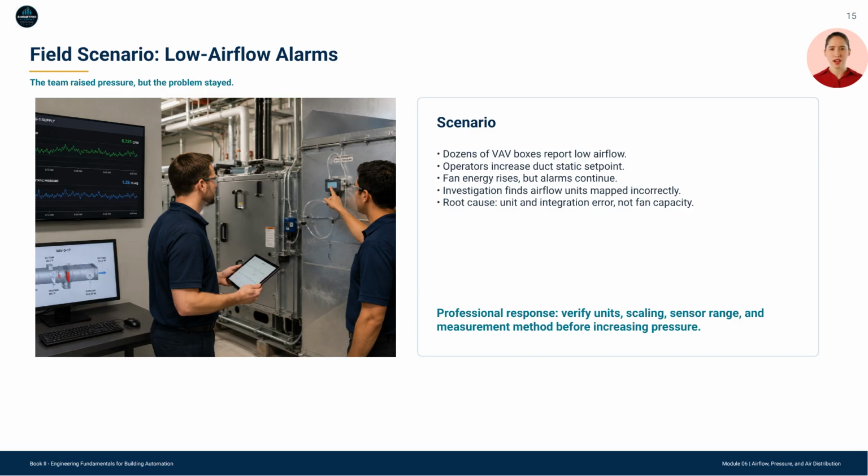The investigation found an integration error. The airflow units were mapped incorrectly. The BAS was comparing the wrong value to the expected airflow. This is why professional troubleshooting begins with evidence quality: units, scaling, sensor range, K-factor, point mapping, and measurement method. Pressure changes should follow verified diagnosis, not alarm frustration.